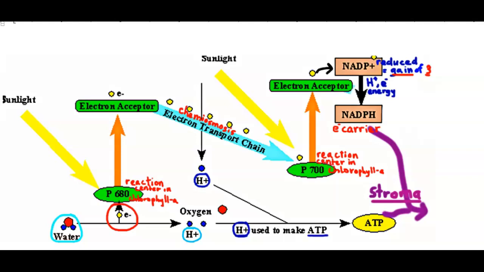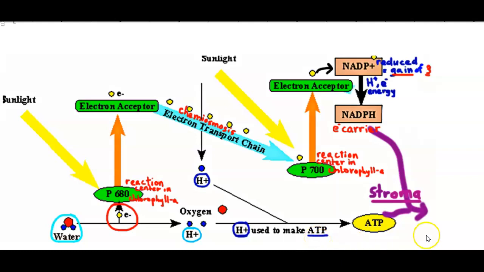It's important because as the electron goes down, it's going to pump hydrogens inside the thylakoid space. And then the hydrogens, because of the concentration gradient, are going to go down the concentration gradient, meaning from high concentration to low concentration. They're going to go through ATP synthase. As they go through ATP synthase, they're going to make ATP.